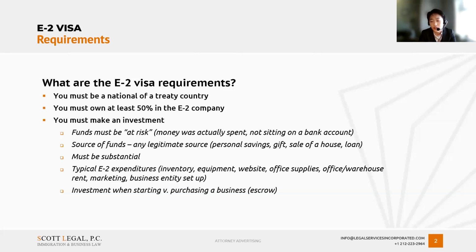The other requirement is that you must own at least 50% of the E-2 company. When I say E-2 company, this means the U.S. enterprise that you are purchasing or setting up in the United States. The third requirement is that you must make an investment. What does this mean? You can make the investment either through buying an existing company or setting up a new company. Now, the investment must be at risk. What does this mean? This means money was actually spent as opposed to just sitting in a bank account. So let me explain a little bit.